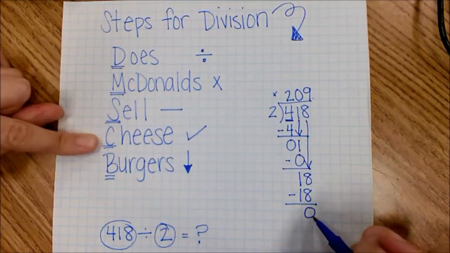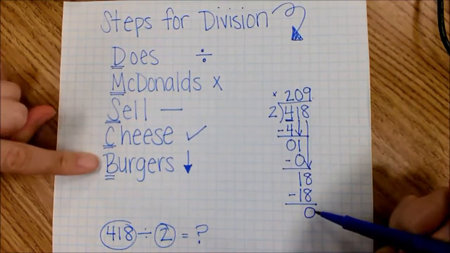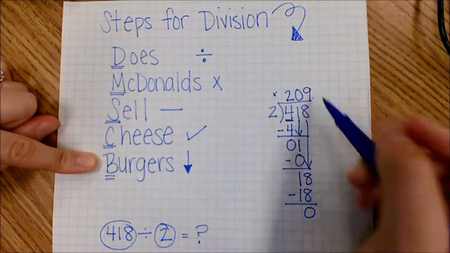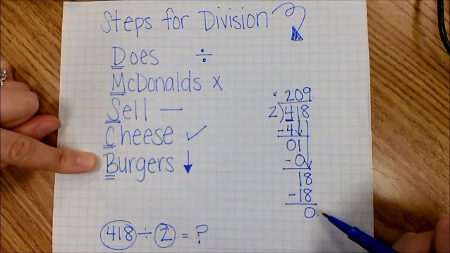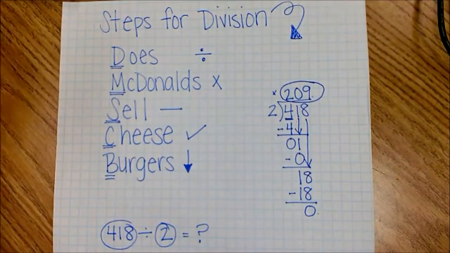And I check, can I do 0 divided by 2? Nope. And do I have any numbers to bring down for the burgers? I don't. So I know, since this is a 0, I don't have a remainder. So my quotient is 209.